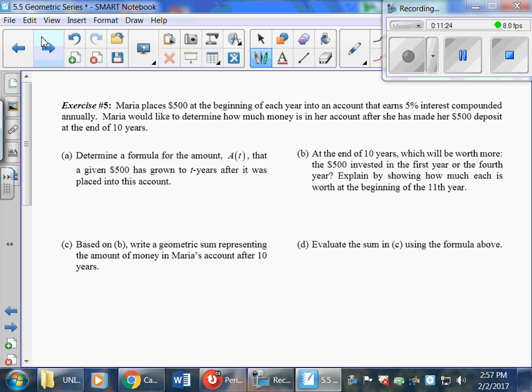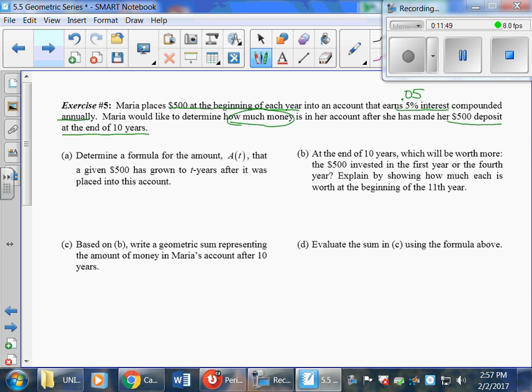So exercise 5. Maria places $500 at the beginning of each year into an account that earns 5% interest. Remember, we're mathematicians, we don't deal in percents. Compounded annually. Maria would like to determine how much money is in her account after she has made her $500 deposit at the end of 10 years.